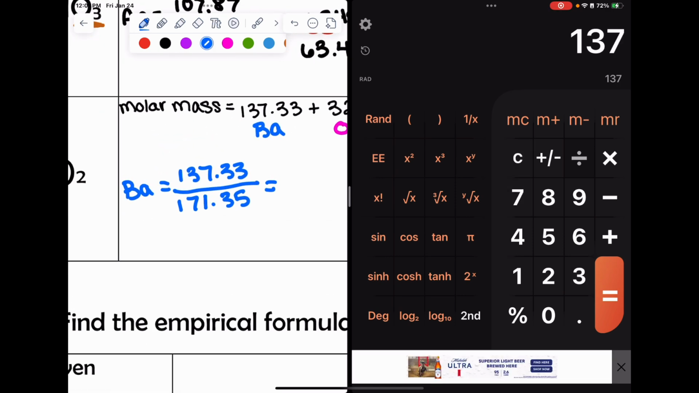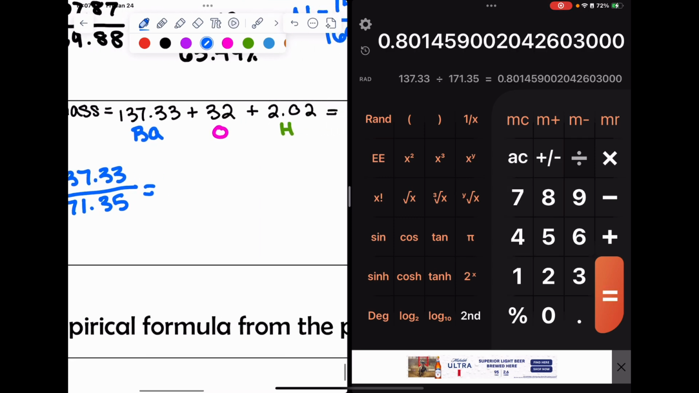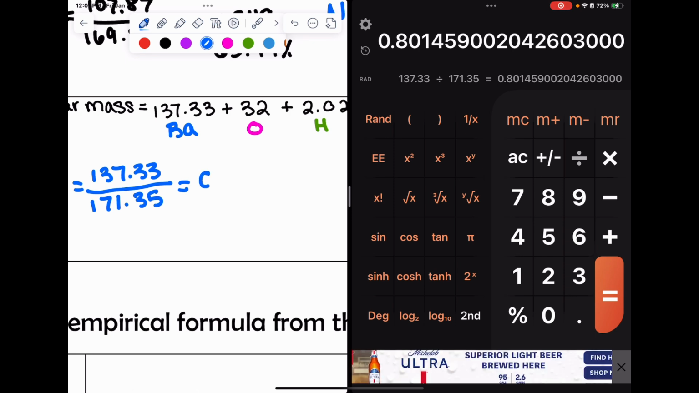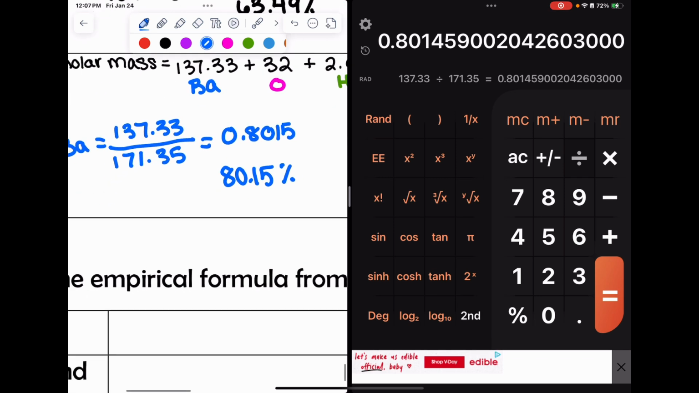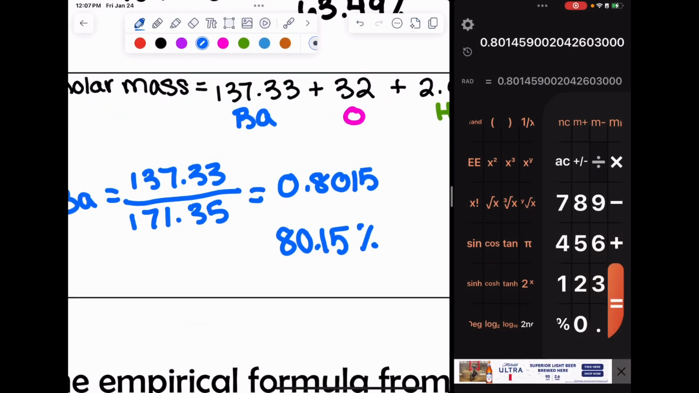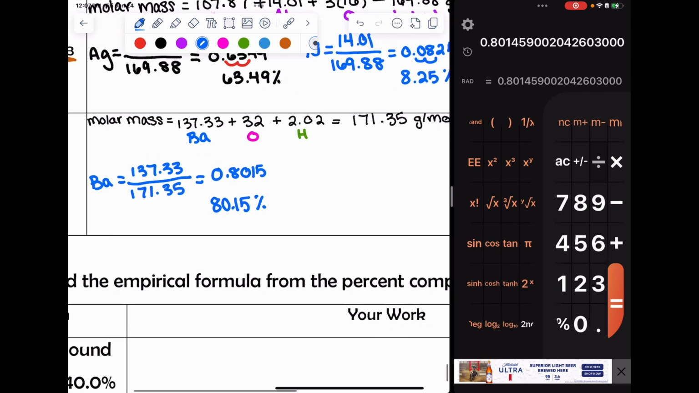Don't pull up another dumb ad. So 137.33 divided by 171.35. And we get 0.8015, which is about 80.15%. All right, so there's barium.